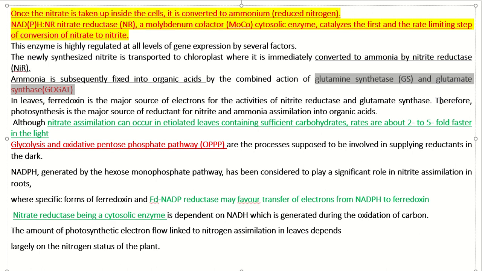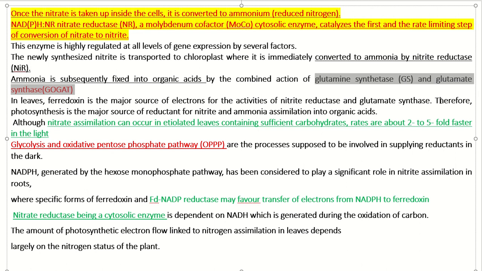Now glycolysis and the oxidative pentose phosphate pathway are the processes involved in supplying a reductant in the dark cycle, or darkness.